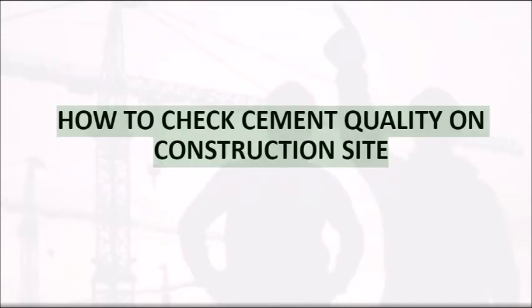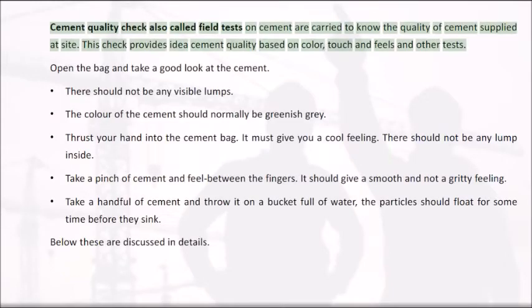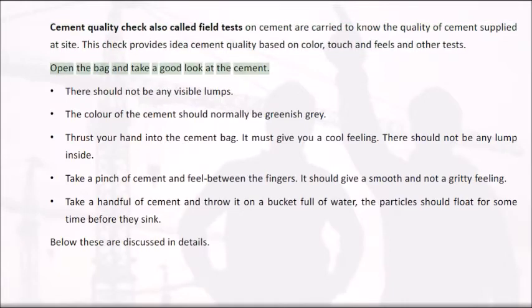How to check cement quality on a construction site. Cement quality checks, also called field tests on cement, are carried out to know the quality of cement supplied at site. This check provides an idea of cement quality based on color, touch and feel, and other tests. Open the bag and take a good look at the cement. There should not be any visible lumps. The color of the cement should normally be greenish-gray.